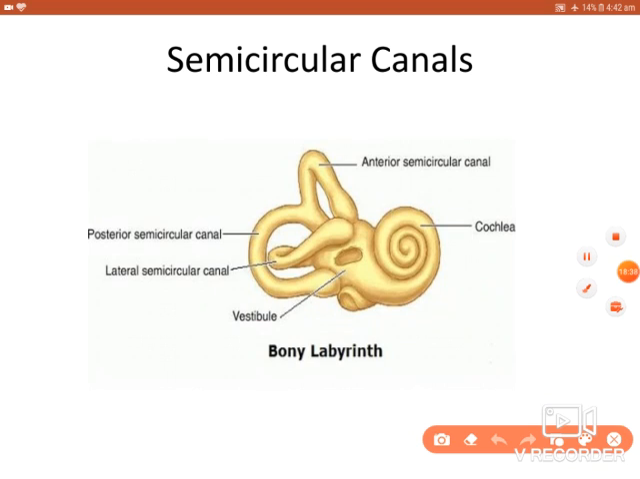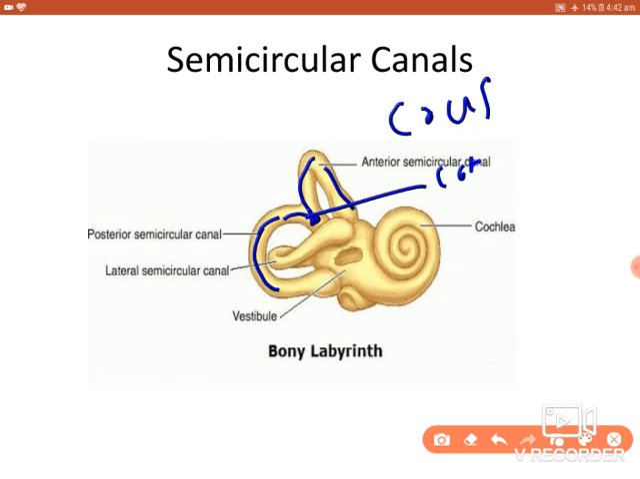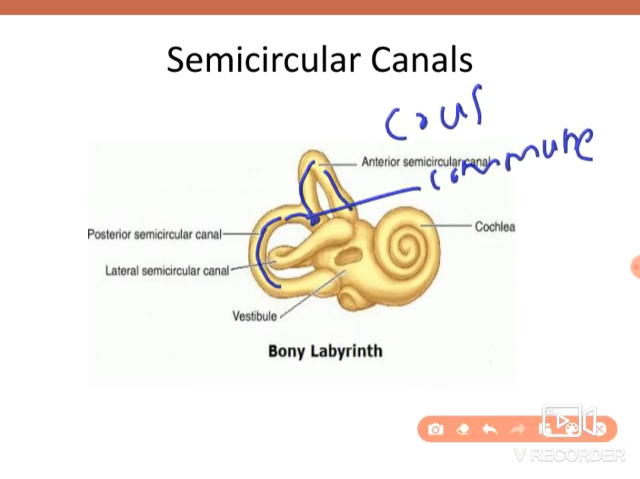Then here you can see the medial end of the anterior semicircular canal. This is the anterior semicircular canal. Here this is the medial end. And the upper end of the posterior semicircular canal unites with it to form this structure, which is called the crus commune, which then opens into the medial wall of the vestibule.